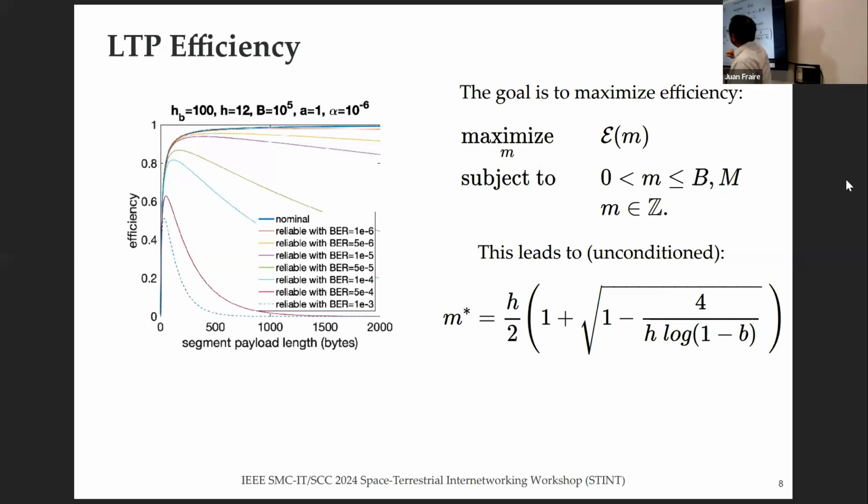Yes, so the peaks are the points where we want to be. We want to operate on these peaks. And you see that the peak moves depending on the bit error rate, and also depends on the payload size that we choose. So in the end, we want to maximize efficiency, which is a conversation problem. Because I have this equation, it's very easy to get the maximum: we just need to differentiate and make it equal to 0. And then we get the expression over here.